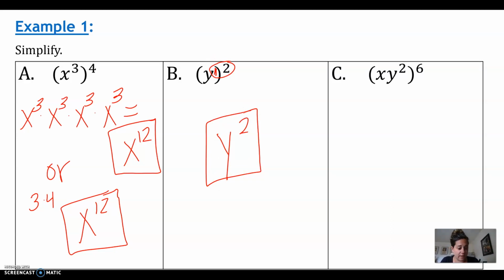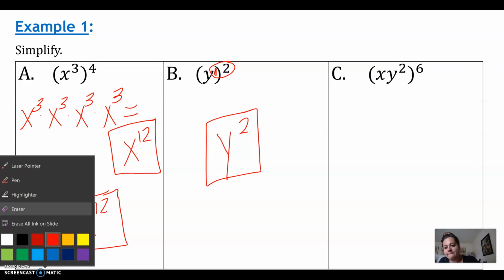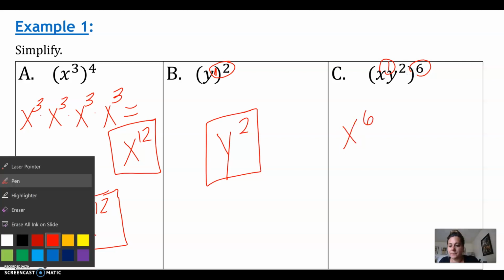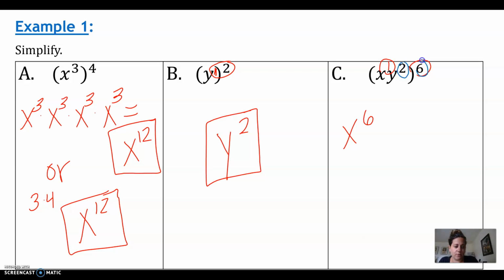This one, I'm including 2 variables. So let's put our missing 1. Whoops, that does not look like a 1 at all. Put that 1 right there. Now, you have to do each variable individually. So if we do the 1 with the 6, you're going to get x to the 6th. And then if you do the 2 with the 6, you'll get y to the 12th. And keep it in alphabetical order. So if you have more than one thing inside of the parentheses, the entire thing gets multiplied by the outer exponent. And this is a great example to lead into the next property that I'm going to show you.